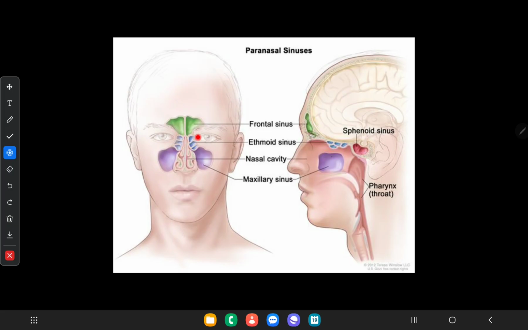The roof is related to meninges in the anterior cranial fossa. The lateral wall is formed by a paper-like bone called lamina papyracea. This wall is extremely fragile, hence the slightest injury to it can lead to spread of ethmoidal infection to the orbit.